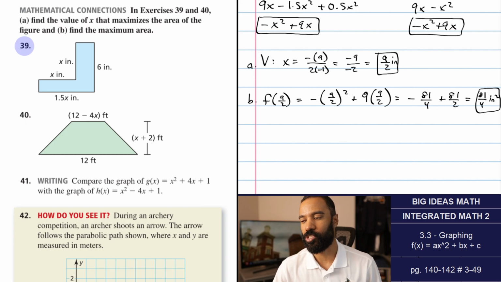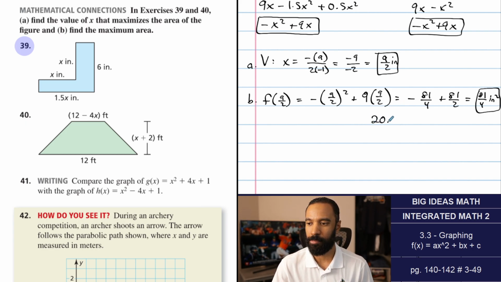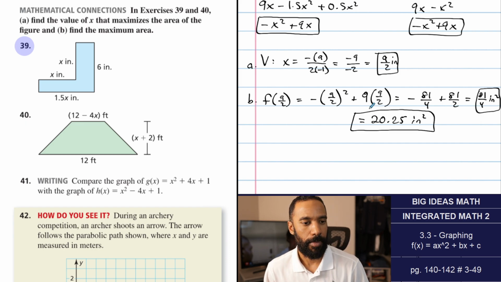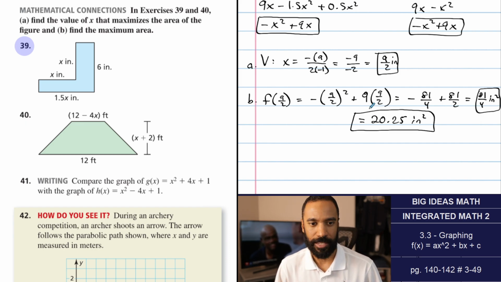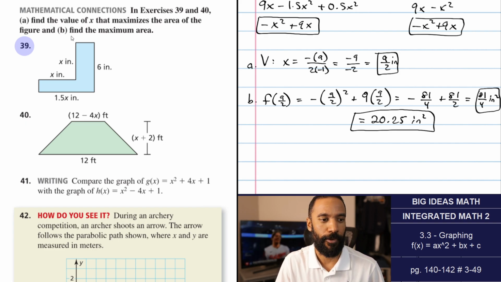Now, I don't know if this counts as a word problem or not. That's an exact answer, but that's also 20.25 square inches. So if that helps you out, you can use one or the other. But 81 fourths sounds good to me, and that's the area. All right, that's 39. Let's look at number 40.